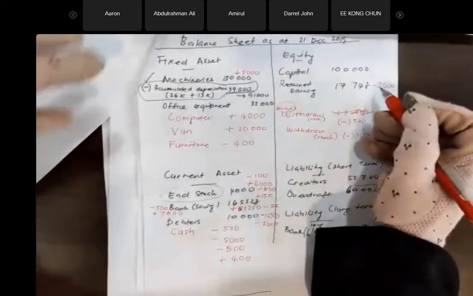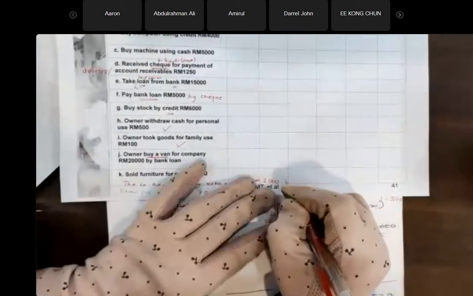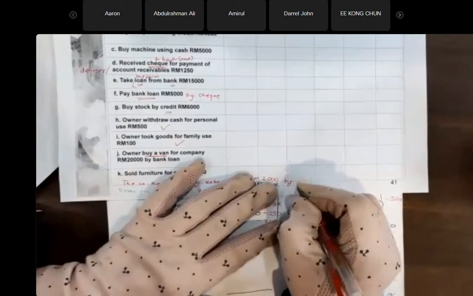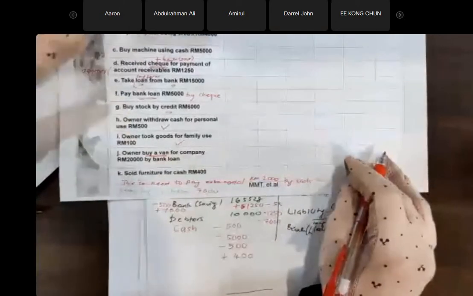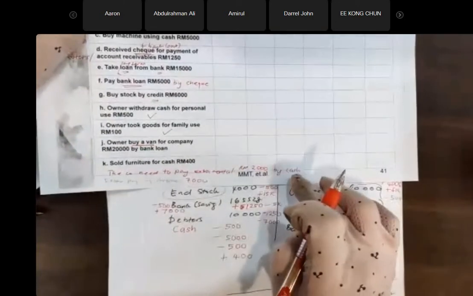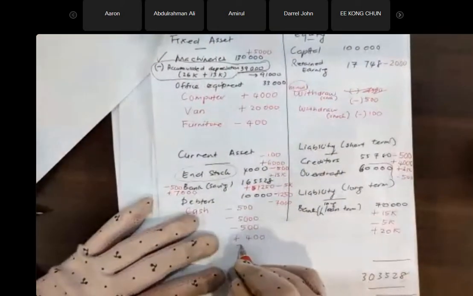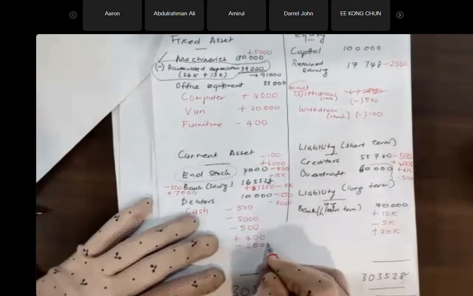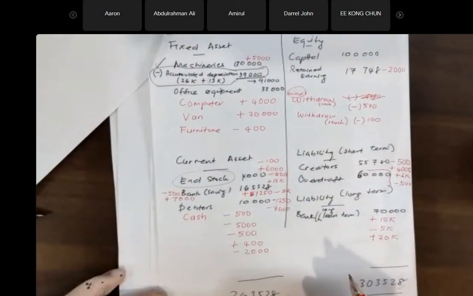And also, extra rental 2,000 by apa? By check lah, ataupun by cash lah senang. Tak apalah, by cash. So here, negative 2,000 and negative 2,000 here. Boleh? Okay, normally you will get about 5 to 6 questions for this part.